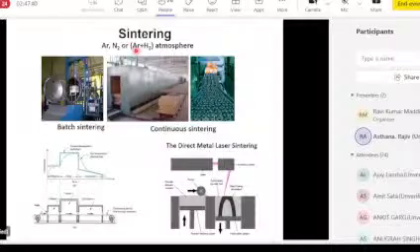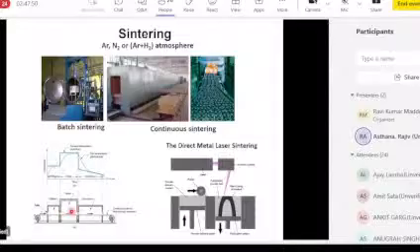Batch type sintering can be used, or a continuous sintering process on a conveyor, where the parts go through the hot zone of the furnace. Time is controlled by the speed of the conveyor. And there is a very slow heat up, an isothermal zone, and a slow cool down.